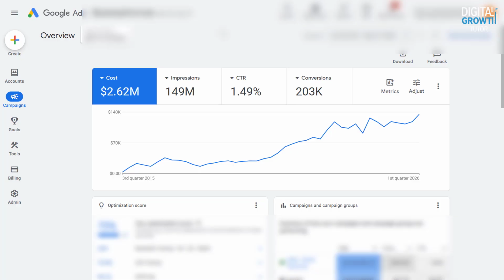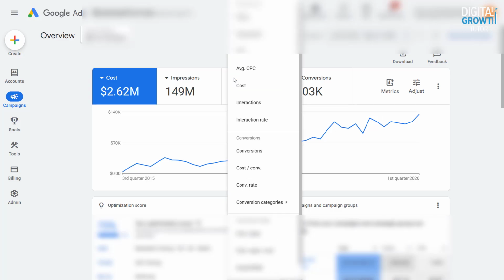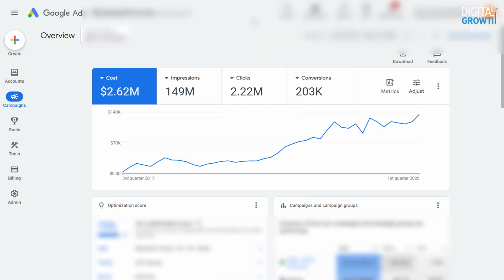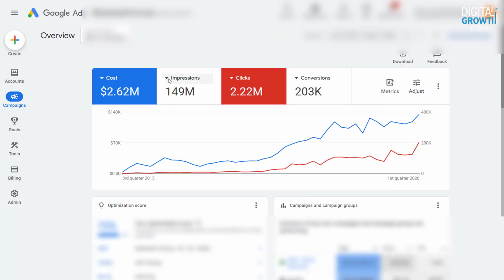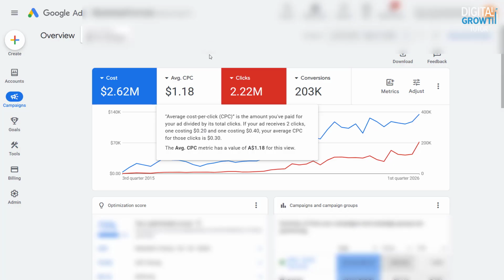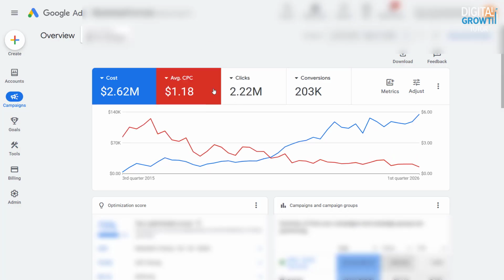First, let's take a look at the numbers from this account. This account alone has spent over $2.6 million, and across multiple accounts, my total ad spend is over $10 million. Now, looking at the performance, we've generated 149 million impressions, 2.22 million clicks, and over 203,000 conversions. The average CPC is just $1.18.